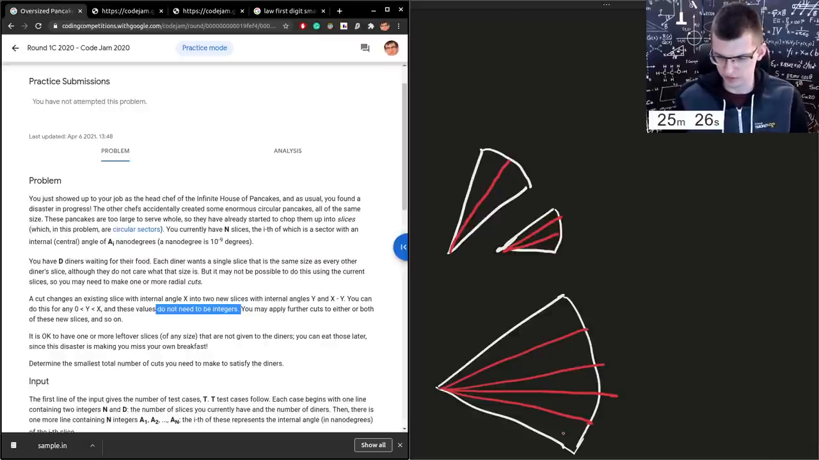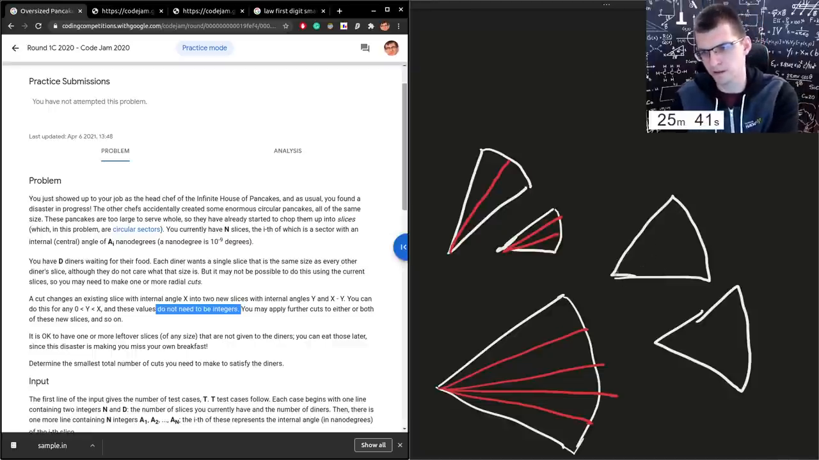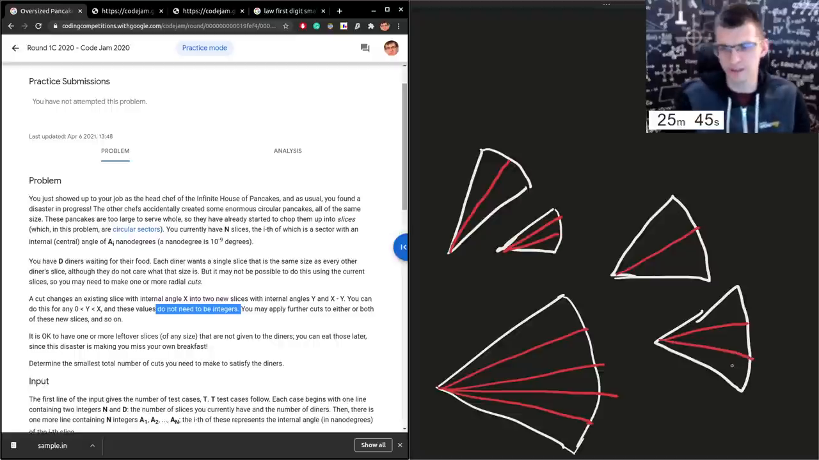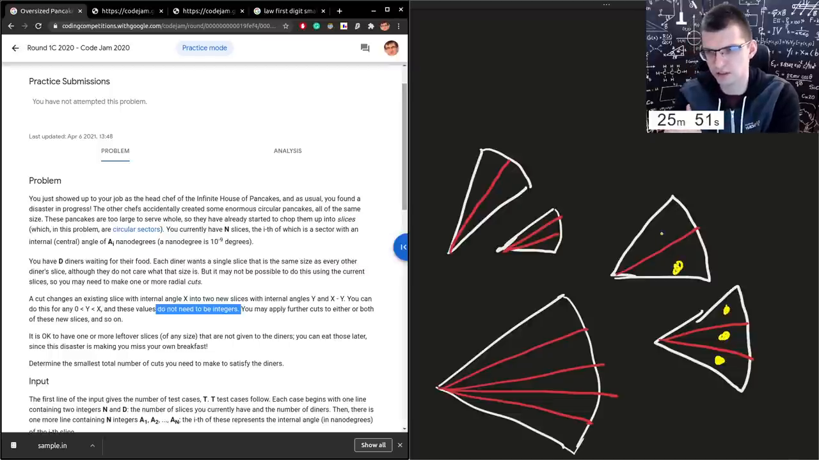How can we achieve this more efficiently? I think the only possibility is that we will use more than one slice, maybe this one and this one, and we will make some number of cuts in each of them, like maybe here one slice and here two slices, so that those sizes will actually turn out to be the same. Like this is the same as that, this one and this one.